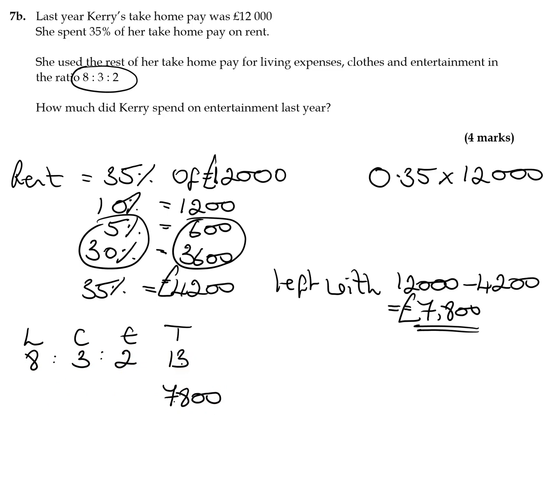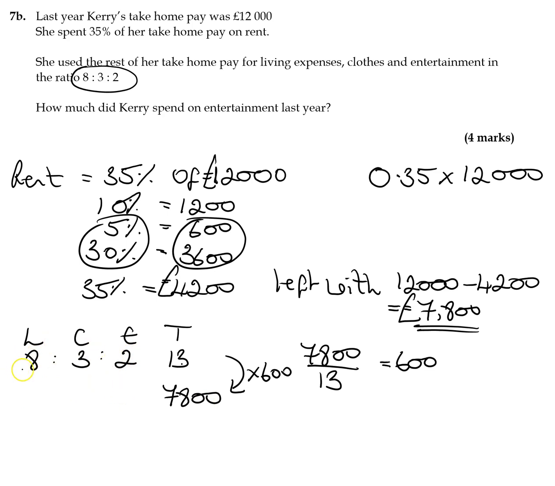So how many 13s are there in 7,800? So you'd probably need a calculator for this. 7,800 divided by 13, which is 600. So we know that if we multiply that by 600, we'll get the total from 13 up to what we want it. So therefore I have to multiply each of these by 600.